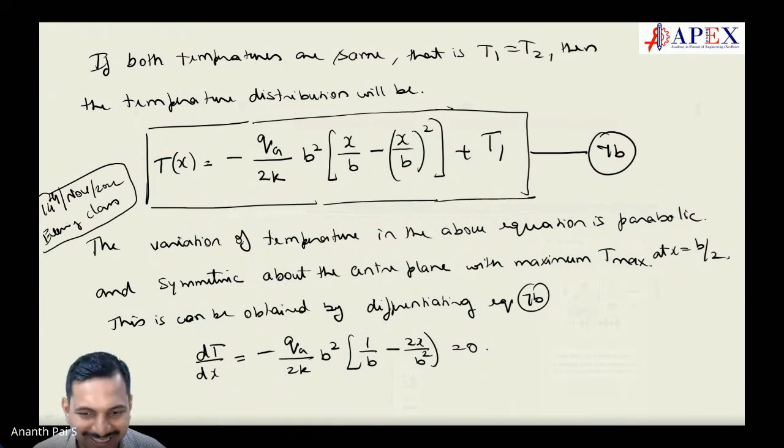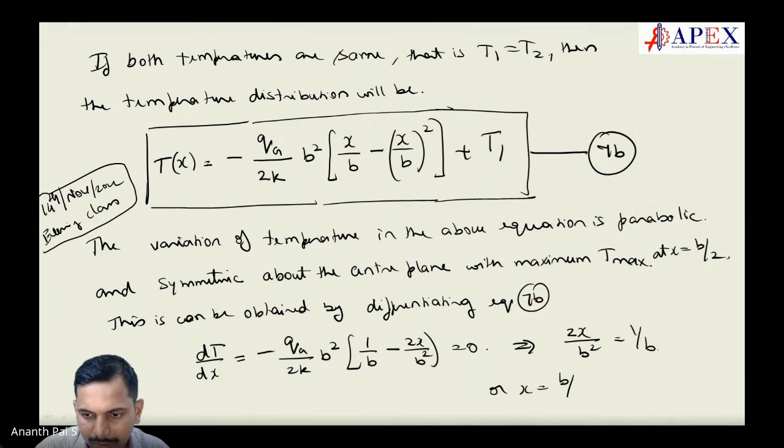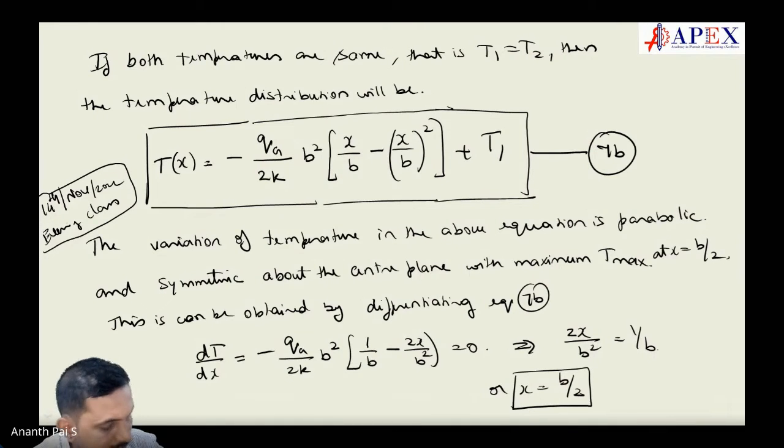This implies that 2x by b square is equal to 1 by b, or x is equal to b by 2. Makes sense? This is when both sides are equal.